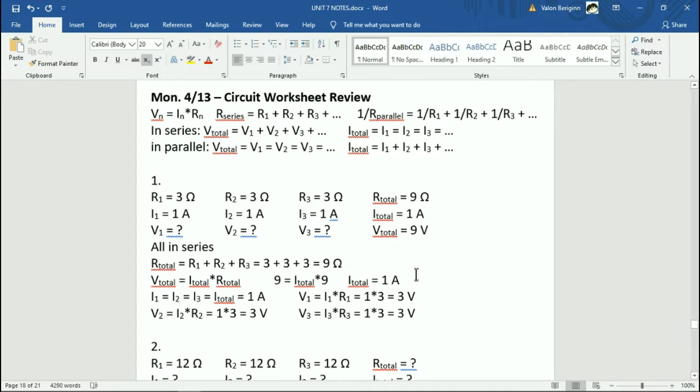And we can check, because again, in series, the voltages should add up. So do they add up? 3 plus 3 plus 3. Yes, that gives us 9.